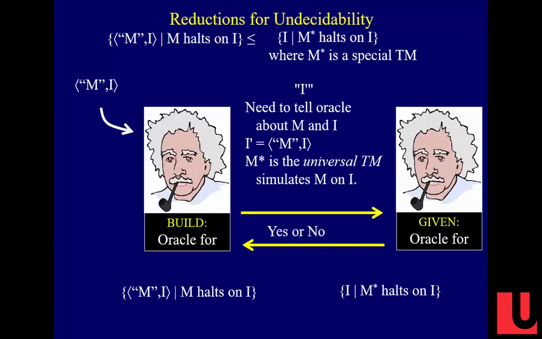Why? Because now it's going to just tell me whether M stops on I. What's the universal Turing machine going to do? It's simply going to run M on I. And the universal Turing machine will halt if and only if M halts on I. That's it. So that was an easy one, more or less. Easy one, yeah?